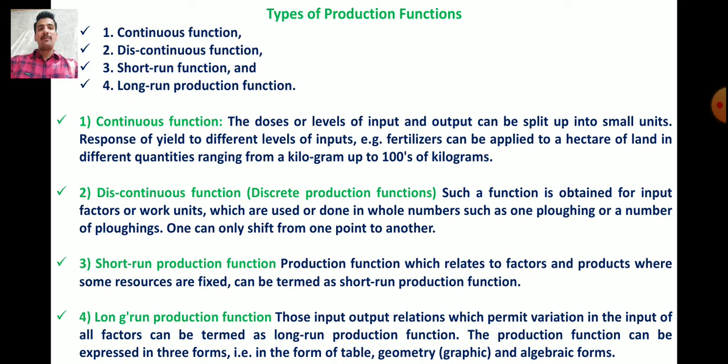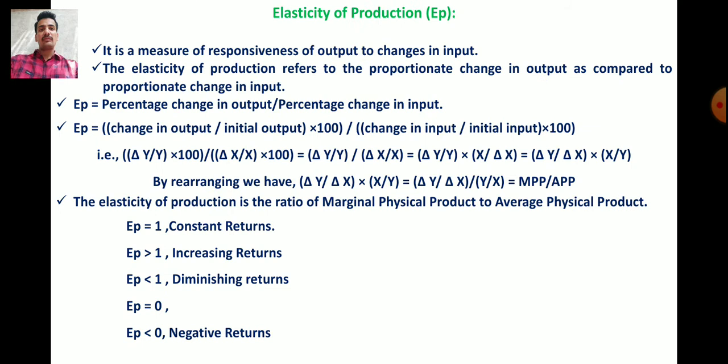Now most important is elasticity of production, that is EP. What is elasticity of production? It is the measure of responsiveness of output to change in input. It is the measure of responsiveness of output to change in input, that is the elasticity of production. So a question may be asked, define the elasticity of production. The definition must be: elasticity of production is a measure of responsiveness of output to change in input.